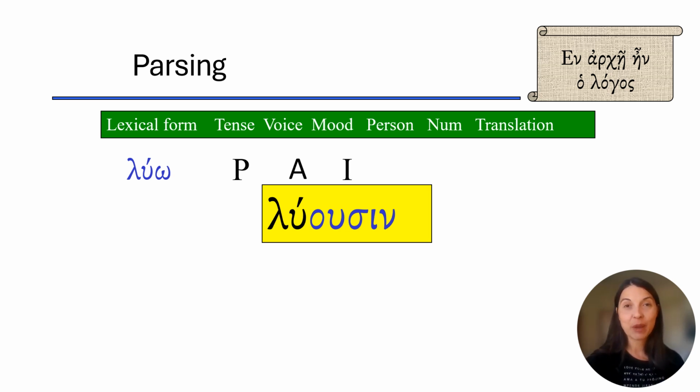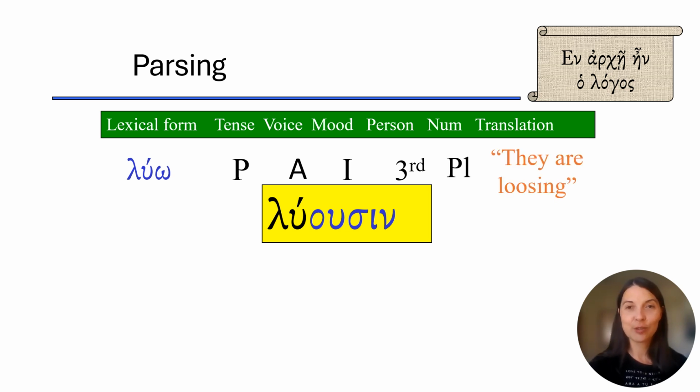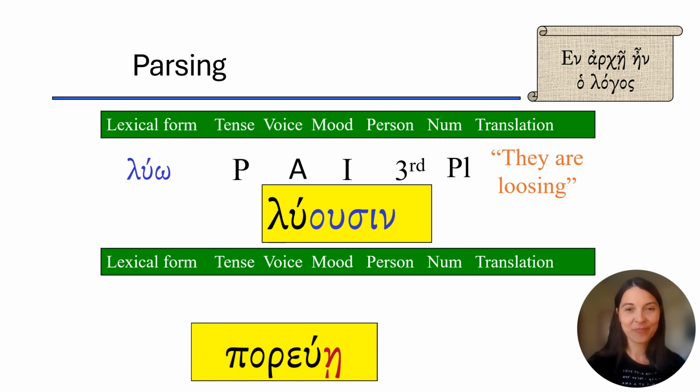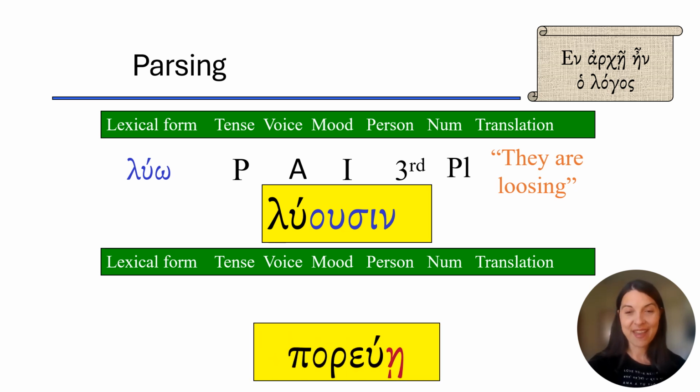Now, your professor may want you to write IND to distinguish it from, eventually you'll get the imperative, IMP. So IND or IMP might be ways that you write this out. This is from the third person plural, and a translation would be they are loosing. Let's try another one. So this is poreve, and this is from porevomai.